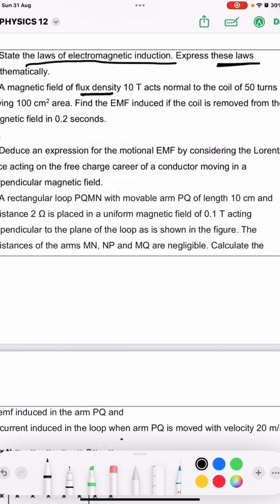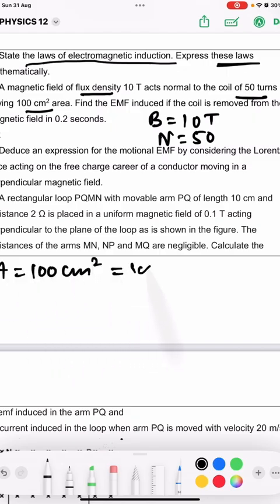Magnetic field of flux density. Flux density is magnetic field only. So this is B, 10 Tesla, and number of turns 50. Area is 100 centimeter square, so you can convert into meter square as you get it. Find the EMF if the coil is removed from the magnetic field.